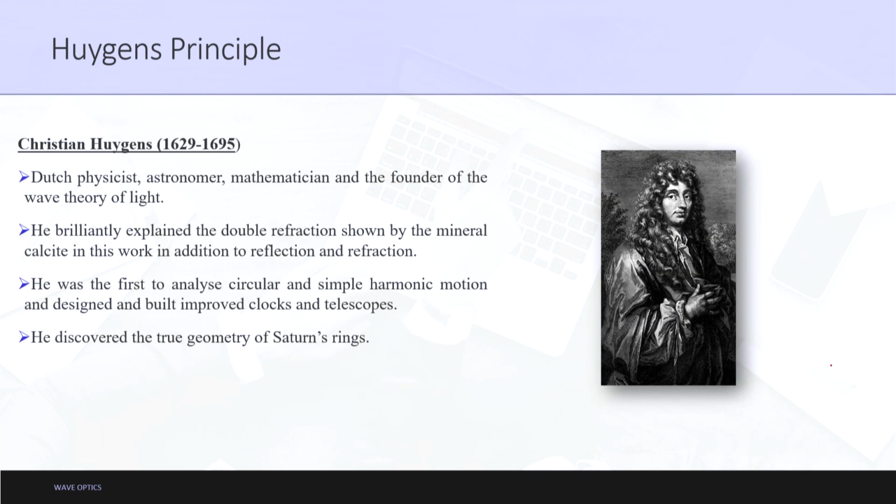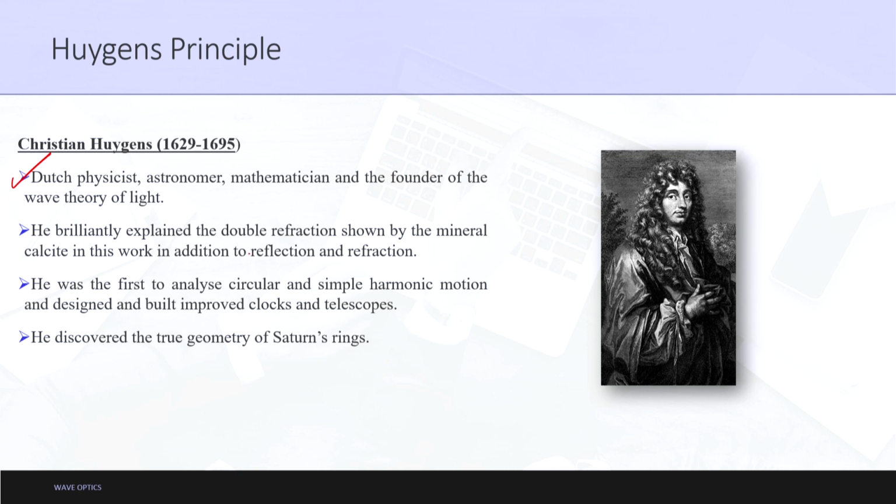So, a little bit about Christian Huygens, he was one of the prominent scientists who made the Huygens principle. He was a Dutch physicist, astronomer, mathematician and the founder of the wave theory of light. So, he is known as the founder of the wave theory of light. Not very important from your syllabus point of view, just to know a little bit about our scientists, that is why I added this here.